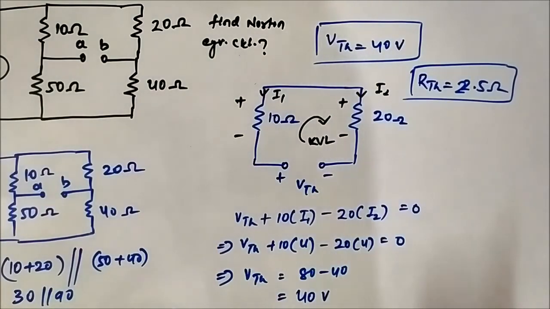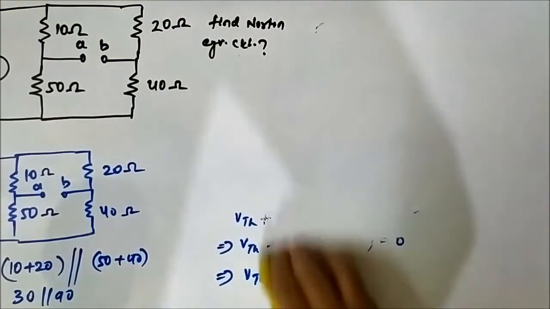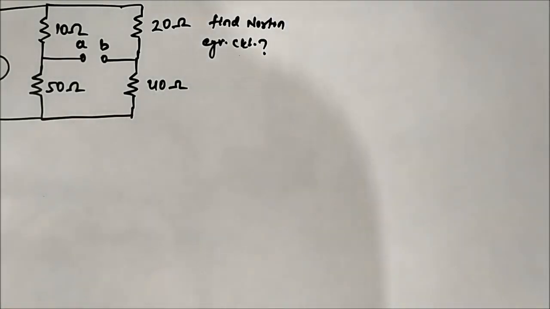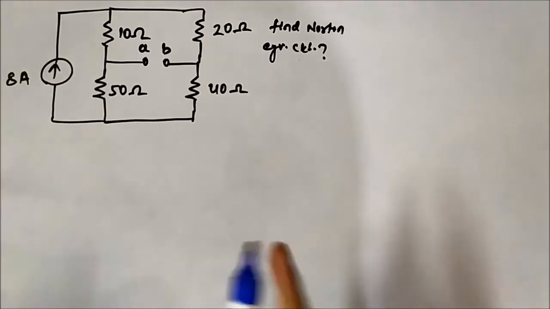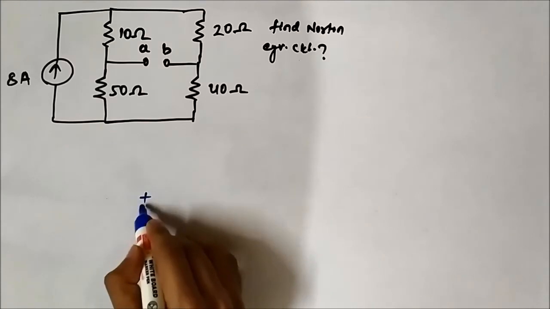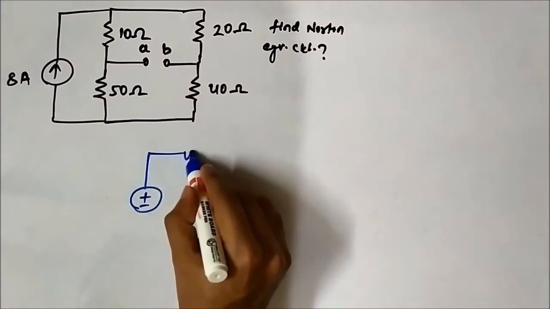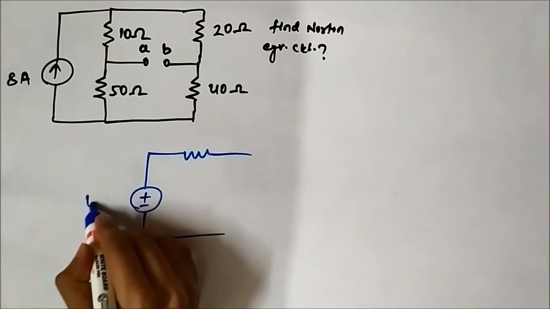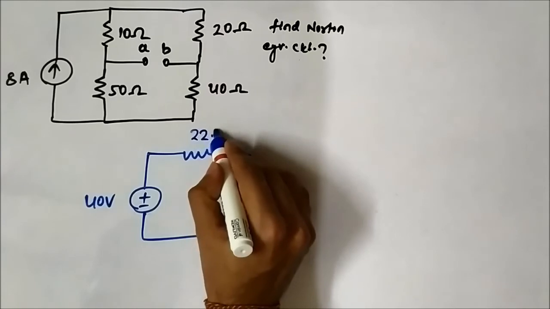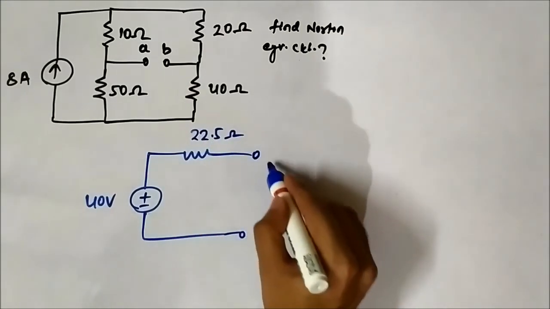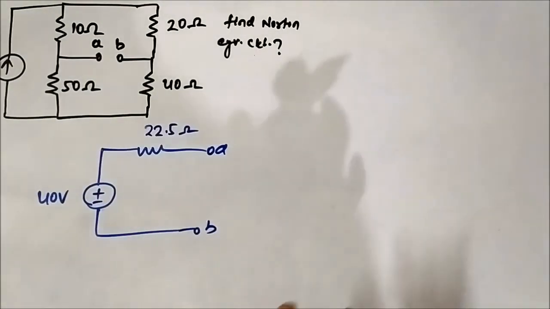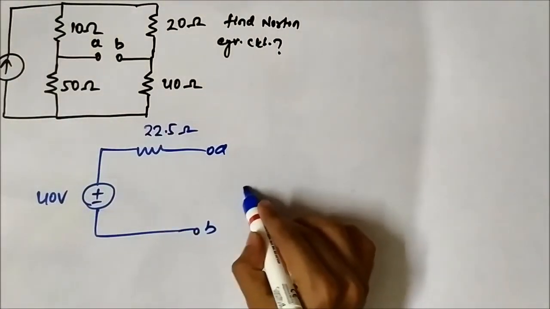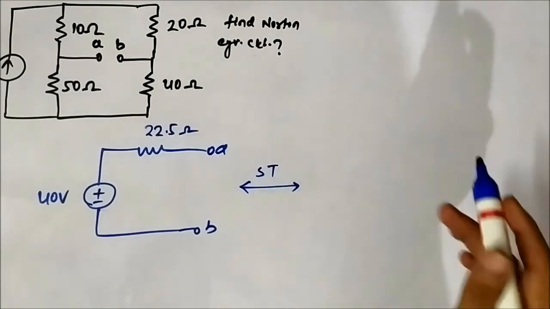So we have got VTH and we have got RTH. So now we have got the Thevenin equivalent circuit. Now we have to find the Norton equivalent circuit. So we have the Thevenin equivalent circuit, that is 40 volt and 22.5 ohm across A and B. The Norton equivalent circuit is simply applying source transformation.